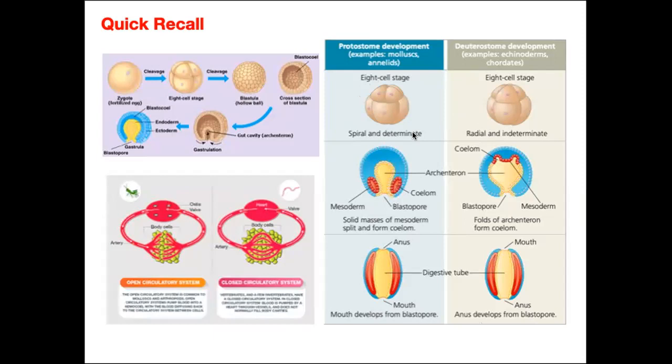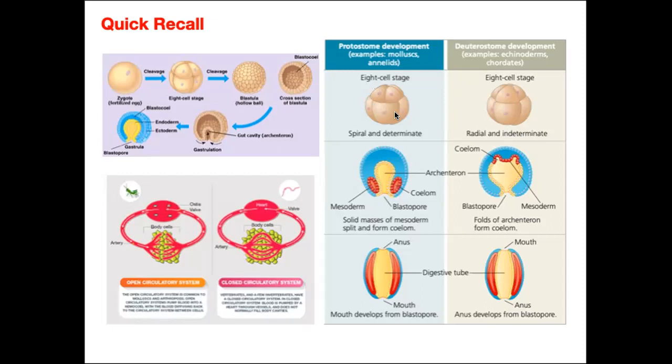Spiral and determinate, ibig sabihin, at the 8-cell stage, think of it as a quadrant on top of another quadrant, and if the upper quadrant is not directly an overlay of the lower quadrant, like this case, hindi siya exactly na nagkakalapat. That's an example of spiral 8-cell stage. Determinate, ibig sabihin, each of these cells at this stage right here, alam na yung kanyang fate, kung anong magiging tissue siya or kung saang organ siya magiging parte.